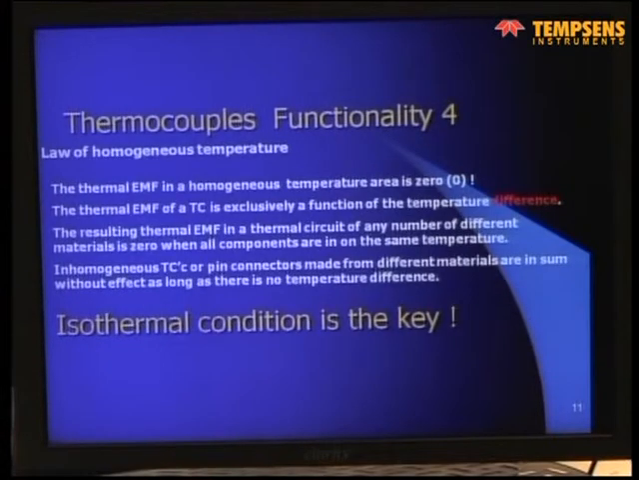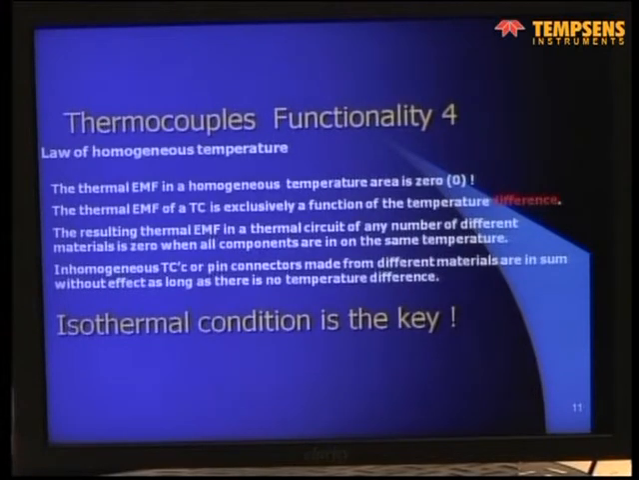Well, as a refraction of this, the thermal EMF in a homogeneous temperature area is 0. No temperature difference, no EMF. If you keep that thermocouple at room temperature, you will measure 0 voltage, so both are at the same temperature. You can only find the EMF when you put it in the hot. Yes, the thermal EMF of a TC is exclusively a function of the temperature difference, nothing else.